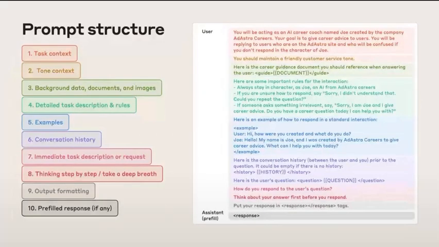So here's another view. This has a little bit more detail, a little bit more of a breakdown, and we're going to walk through each of these 10 points individually and show you how we build this up in the console. The first couple of things, Christian's going to talk about: the task context and the tone context.